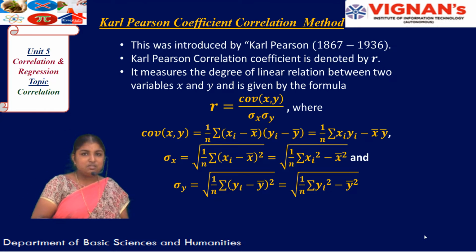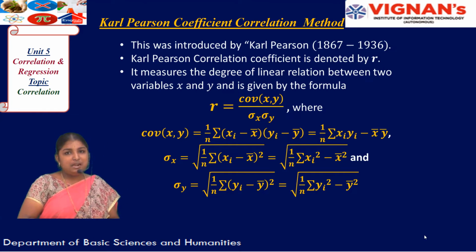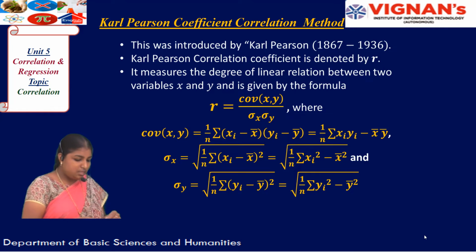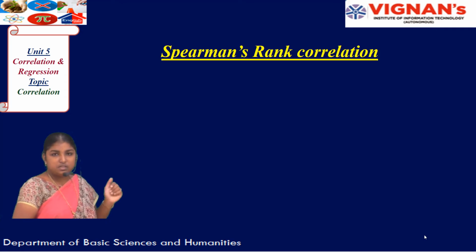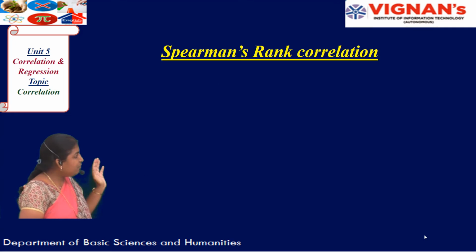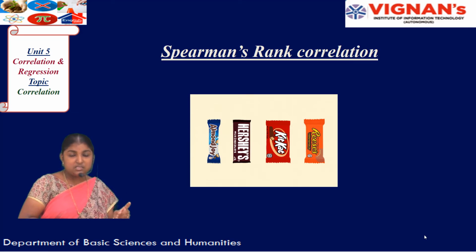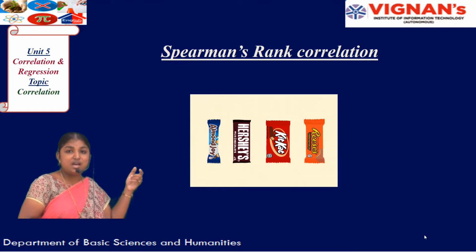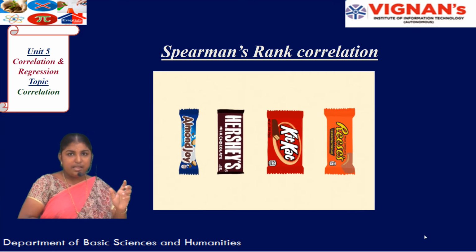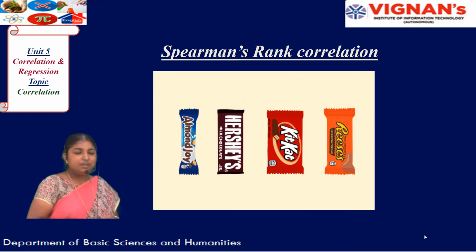Sometimes we find the correlation depending upon ranks. See this example here: we have 4 types of chocolate. Depending upon the taste and quality of the chocolate, we give the ranks. So in our problem, depending upon the X and Y values, we give the ranks, and using those ranks we find the correlation value.